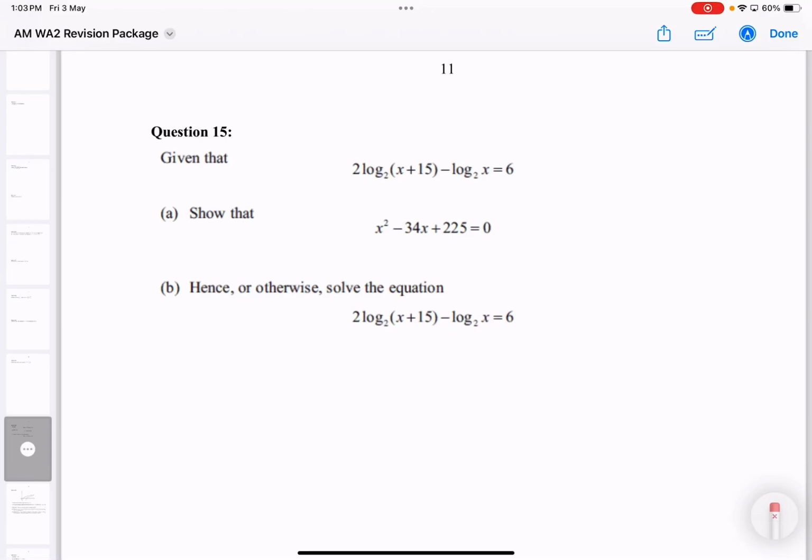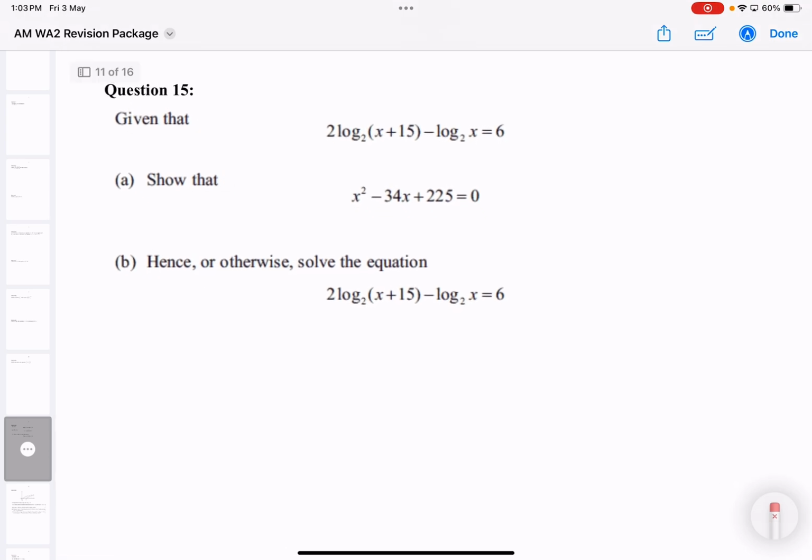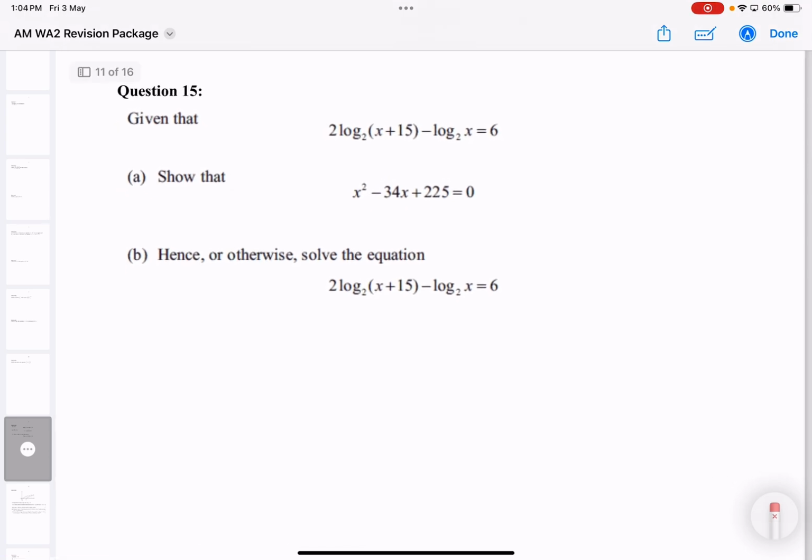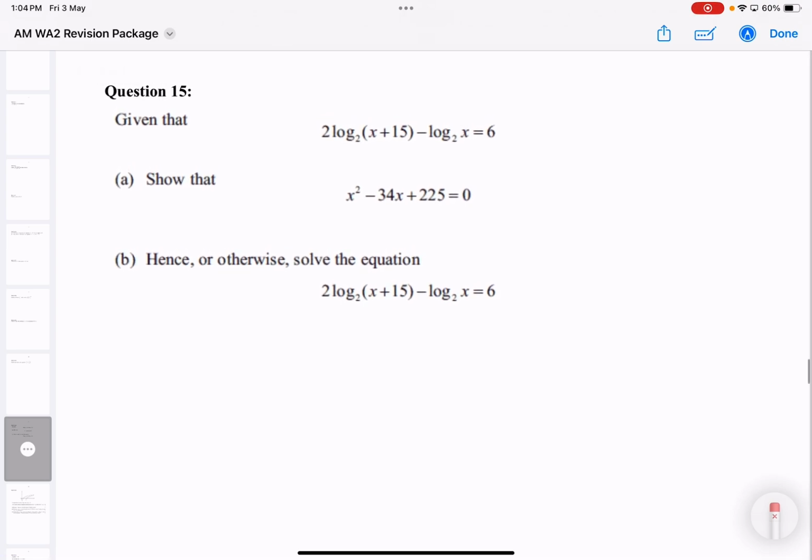Questions only, not all the questions. Okay, the questions that I deem a little bit more important, I will go through. Alright, so question number 15. This one is a very simple one. I don't think I'll go through everything, so I'll go through it.